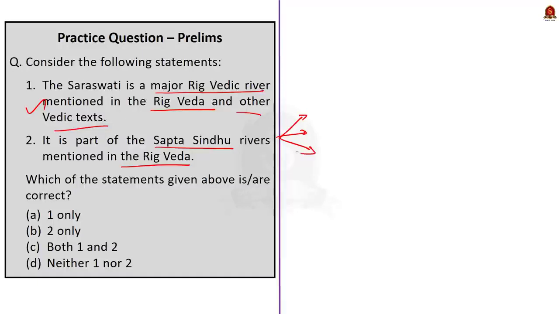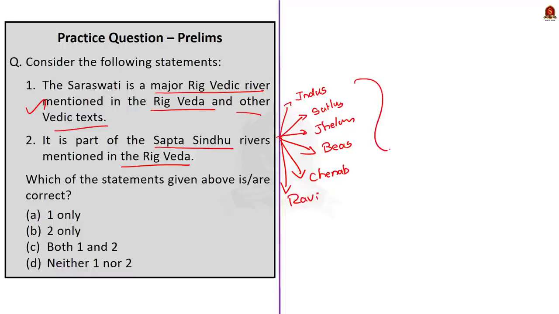It is part of the Sapta Sindhu rivers mentioned in the Rigveda. The other rivers are Sindhu, that is Indus, Suttudri, that is Sutlej, Vitasta, that is Jhelum, Vipasa, that is Beas, Ashkini, that is Chenab, and Parushni, that is Ravi. So all these rivers are mentioned in Rigveda as a part of the Sapta Sindhu rivers. So since statement 1 and statement 2 are correct, the correct answer here is option C, both 1 and 2.